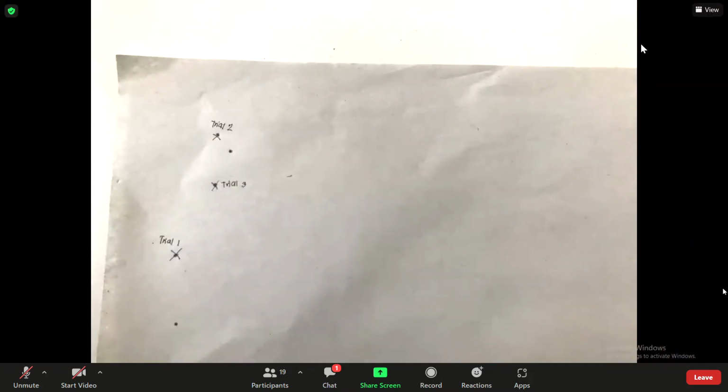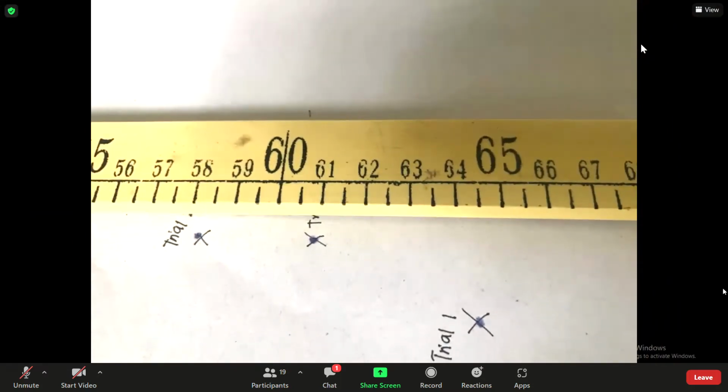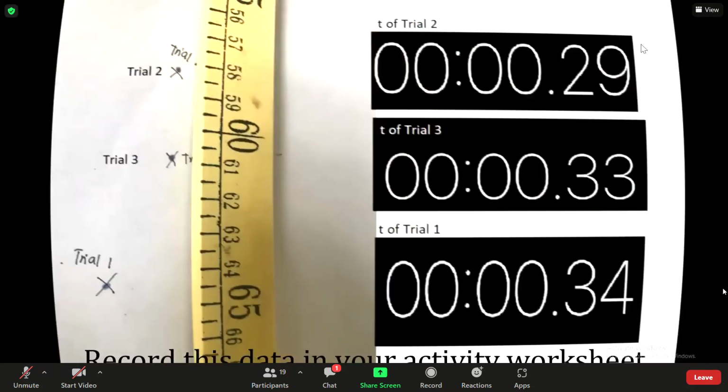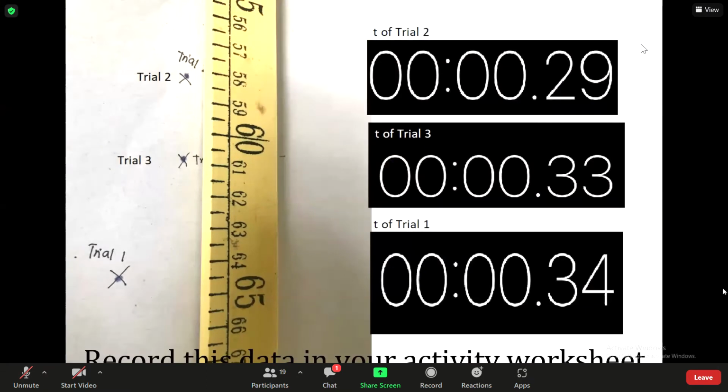This is the actual photograph of the bond paper with carbon paper markings signifying where marble B hits our floor. And here we put our meter stick to determine the horizontal distance covered by marble B. This is the full data of experiment A.